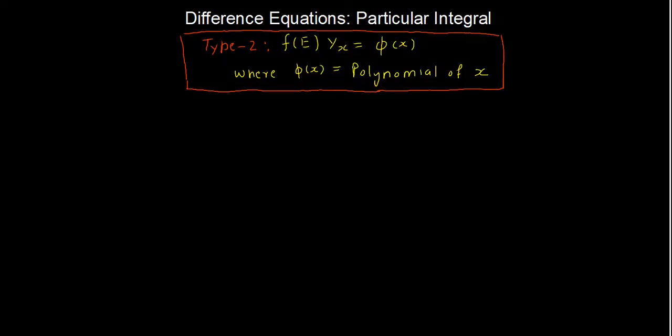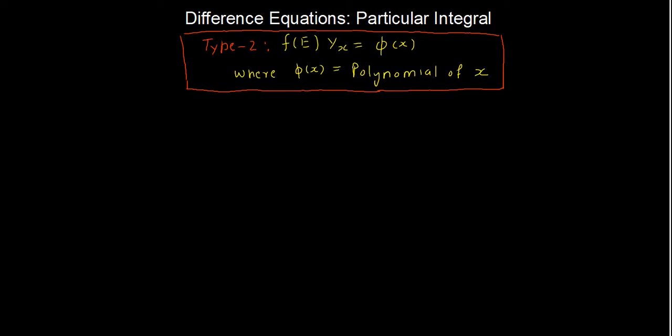Friend, today we are going to discuss how we find a particular integral of a linear difference equation with constant coefficients. As we know, the general form of a linear difference equation with constant coefficients is f(E) y_x = phi(x). In a previous lecture, we discussed phi(x) = a^x and how to find the particular integral. But here we are going to discuss how to find a particular integral if phi(x) is a polynomial of x.